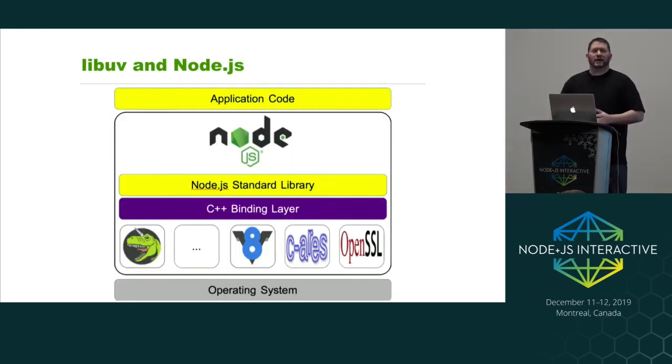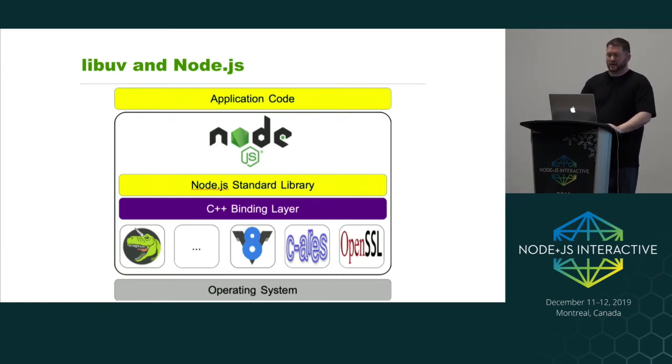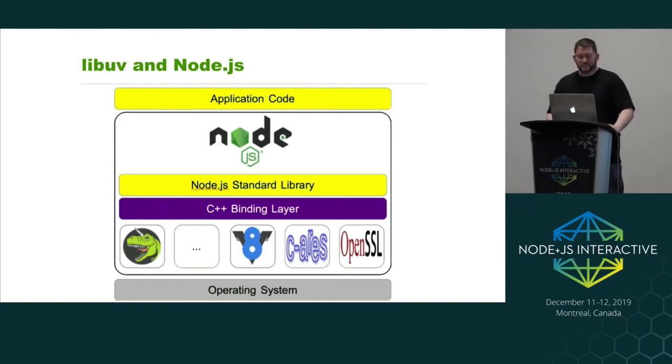So next, I talked a little bit about how libuv works. Now I want to talk about how it fits into Node.js. At the very top of this diagram in yellow, that's going to be your application's JavaScript code. And then it's going to call down into Node's standard libraries, so the fs module, dns, child_process, all those. That's going to be the second layer of yellow there. From there, it's going to call down into the purple layer, C++. That's the binding layer. It's really ugly code to kind of interface between JavaScript and V8 and libuv.